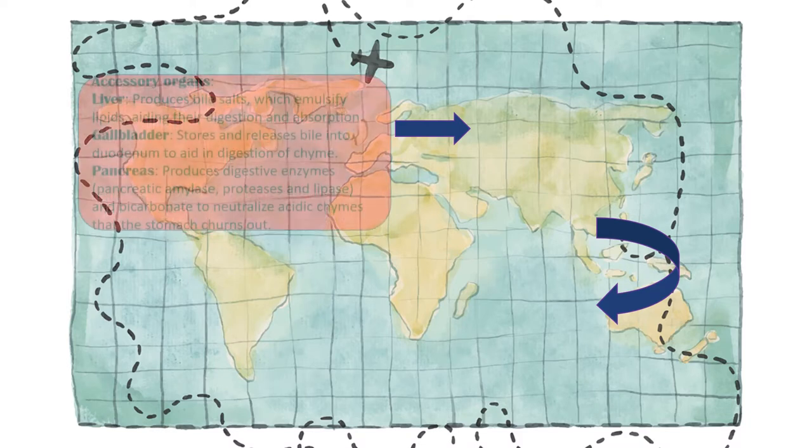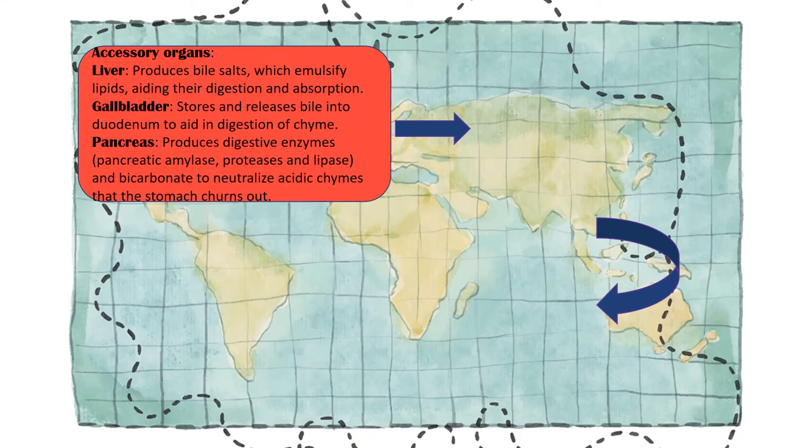And at the same time, among the accessory organs, the liver will produce bile salts to emulsify lipids, aiding their digestion and absorption. The gallbladder will store and release bile into the duodenum to aid in digestion of chyme, while the pancreas will produce digestive enzymes, which are pancreatic amylase, proteases, and lipases, and also bicarbonate to neutralize the acidic chyme that the stomach churns up.